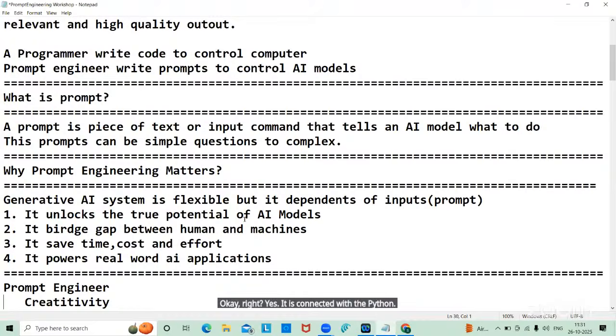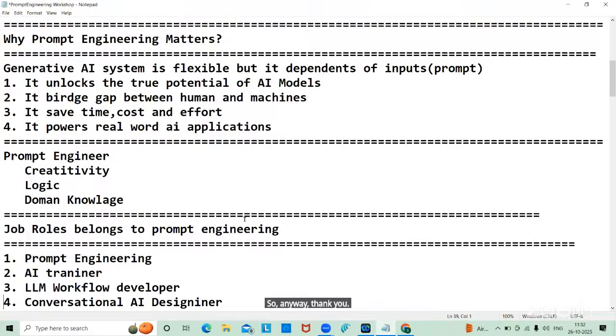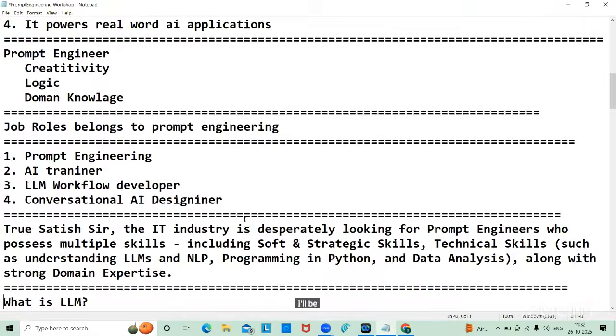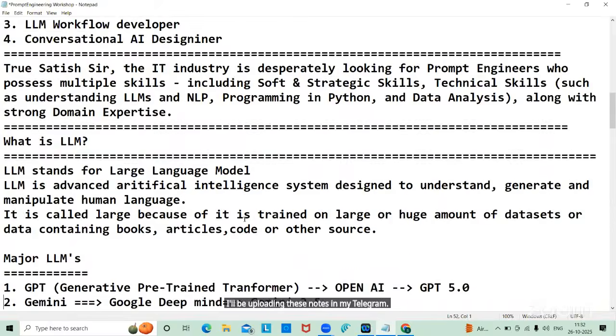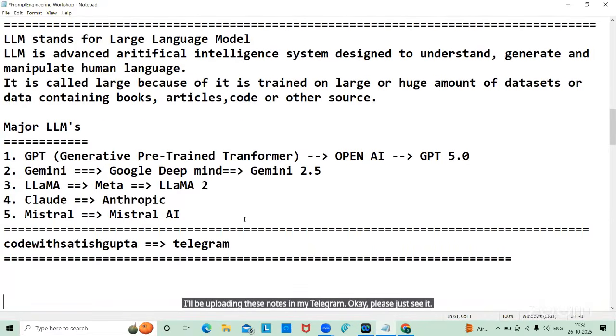So anyway, thank you. We'll see in the next workshop. I'll be uploading these notes on my Telegram, please see it. Maths is not required for a prompt engineer. If you want to build AI models, then yes, you require maths and other things. Otherwise, not required.